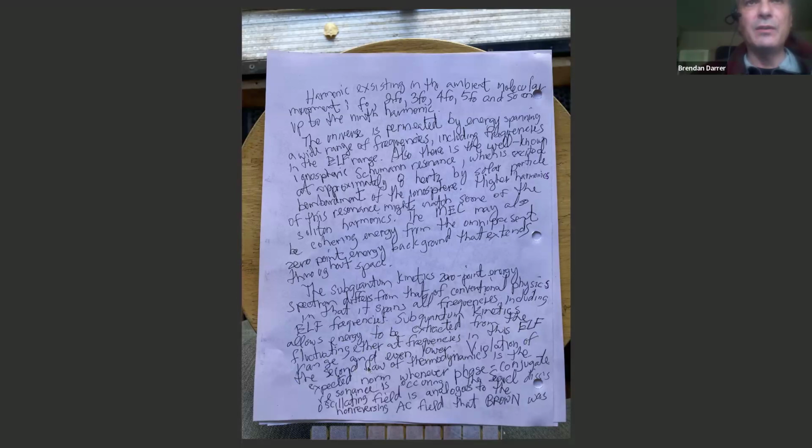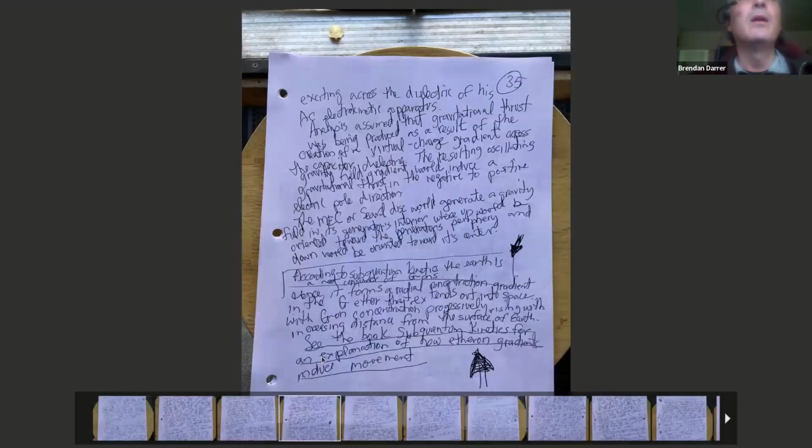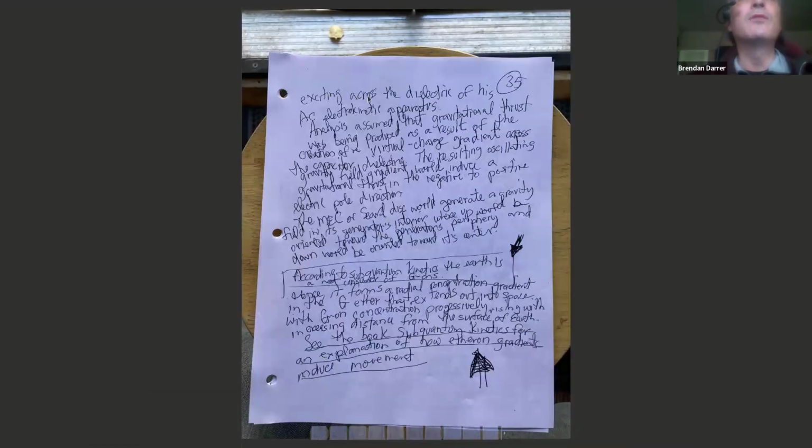Violation of the second law of thermodynamics is the expected norm whenever phase conjugate resonance is occurring. The Searle disk's oscillating field is analogous to the non-reversing AC field that Brown was exciting across the dielectrics of his AC electrokinetic apparatus.